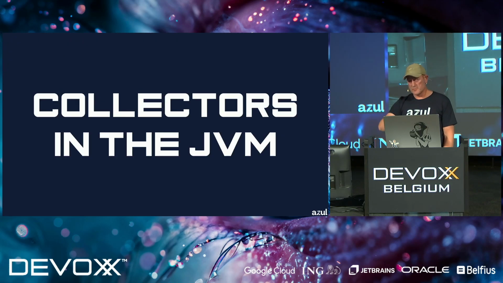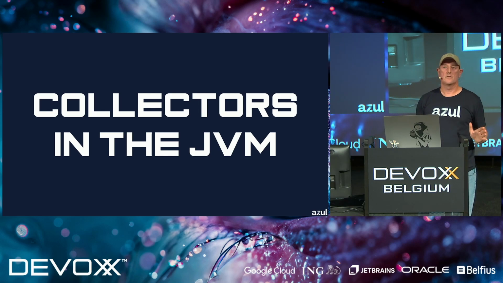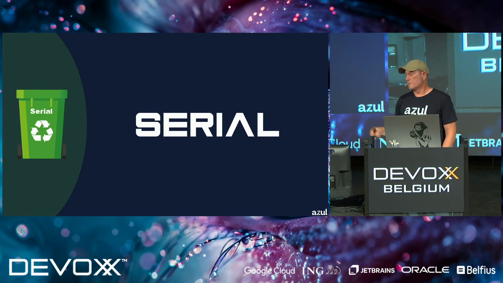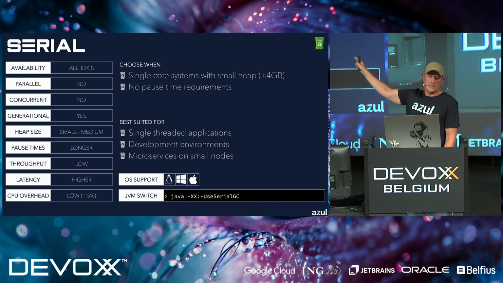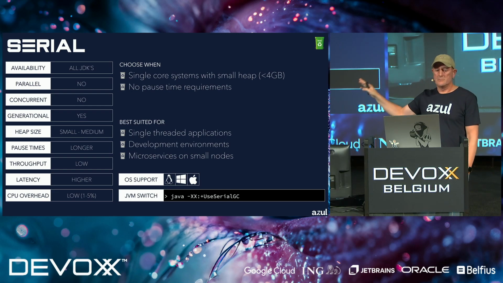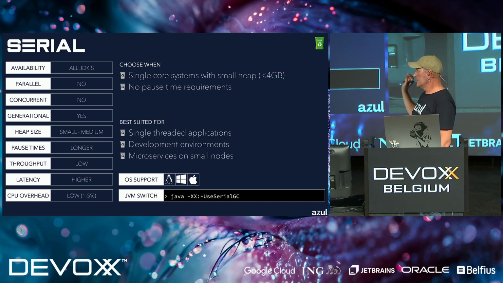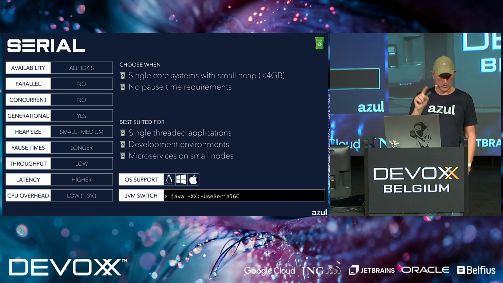Okay, and now we come to the collectors in the JVM, because this is in principle all you need to know to have the basic understanding about garbage collection. But in the JVM, we have all these different collectors, right? So we start with the oldest one, which is the serial one, and to make it not too long, I have everything on one page. You see, it's available in all JDKs. It's not parallel. It's not concurrent. It is generational. All collectors in OpenJDK are generational except Shenandoah. Shenandoah is just non-generational.